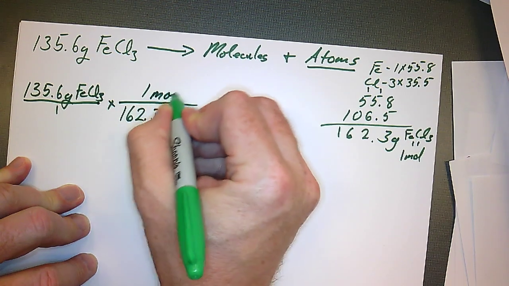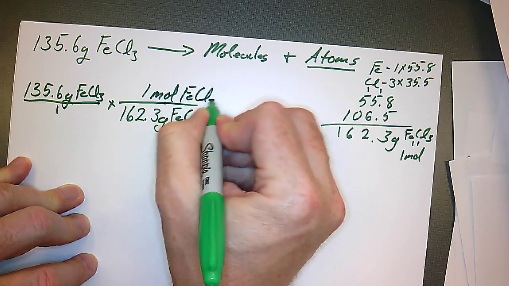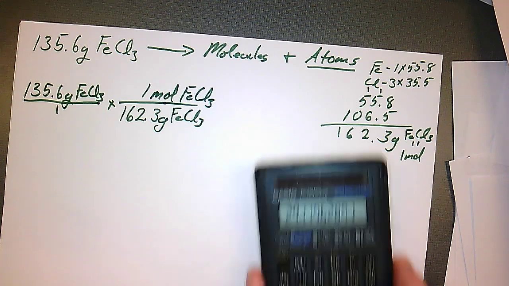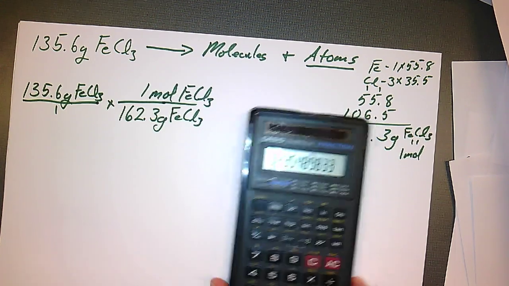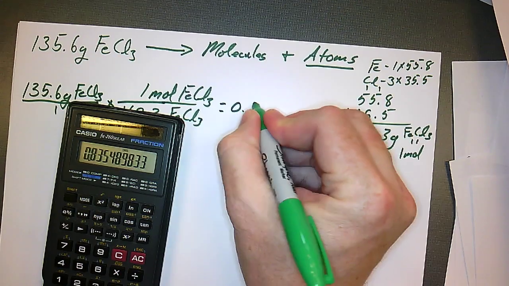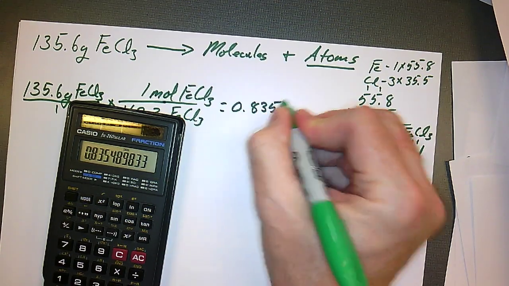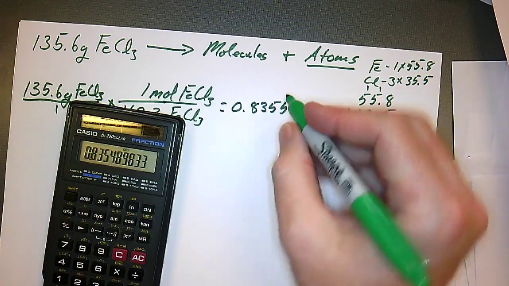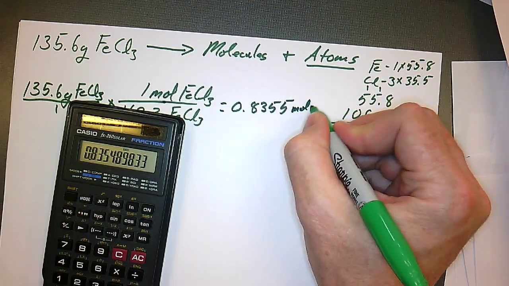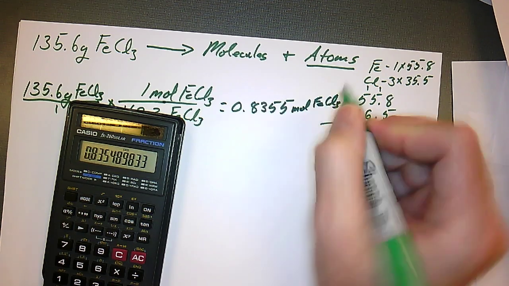And that's equal to 1 mole, FeCl3. And I told you guys I would do this in 2 steps, so we'll do that. And then I'll just real quick show you how you can do it in 1. All right? So 135.6 times 1 is just going to be 135.6 divided by 162.3, and that equals 0.8355, because we had 4 digits here, so we'll keep 4, and that will be moles FeCl3. Okay?